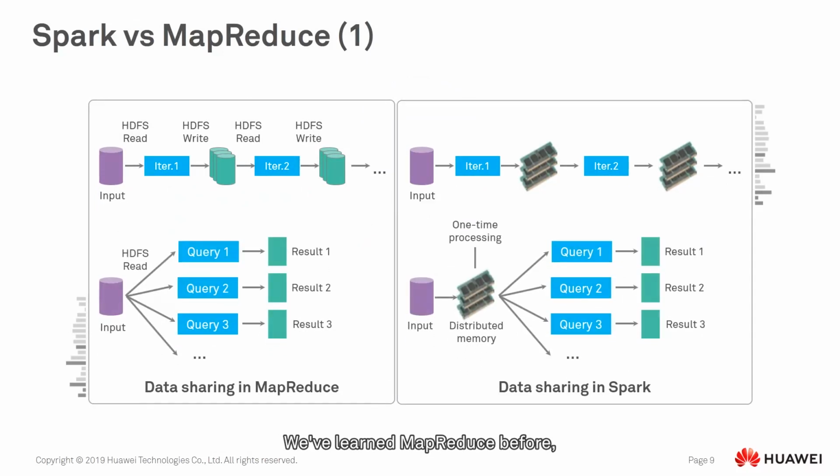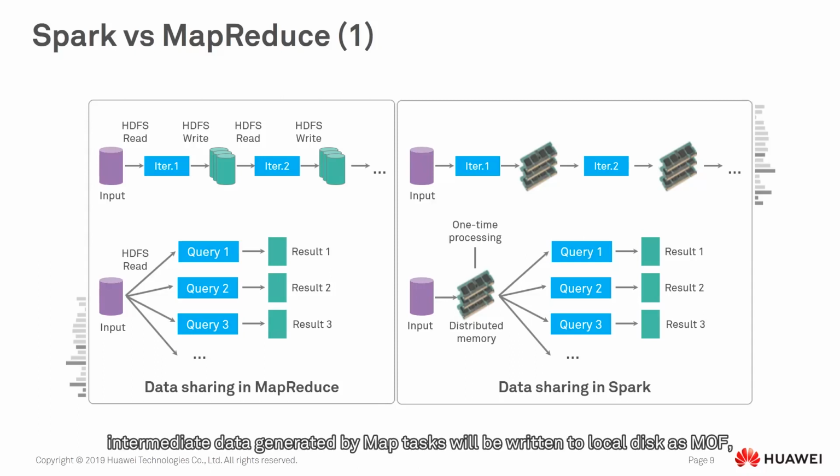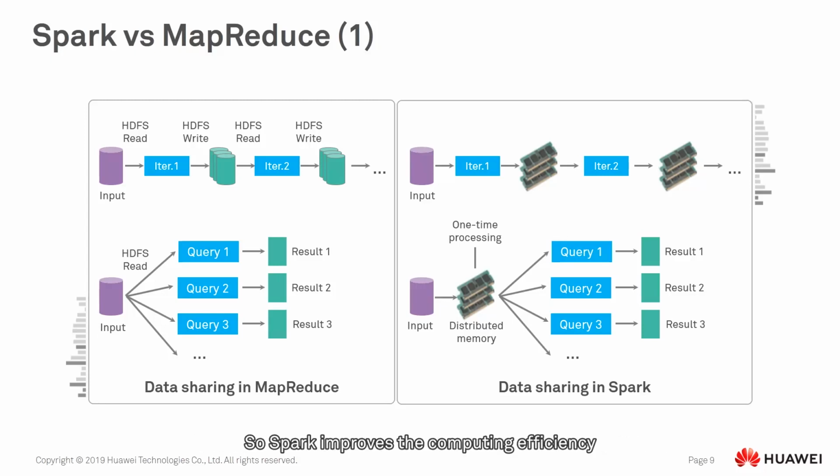We've learned MapReduce before. It's also a computing model framework, and it's used for parallel computing of a massive dataset. In MapReduce, intermediate data generated by map tasks will be written to local disks as MOF, which is map output files, waiting to be obtained by reduce tasks. But the intermediate data of Spark is stored in memory. So Spark improves the computing efficiency and reduces the delay of iterative operations and batch processing.